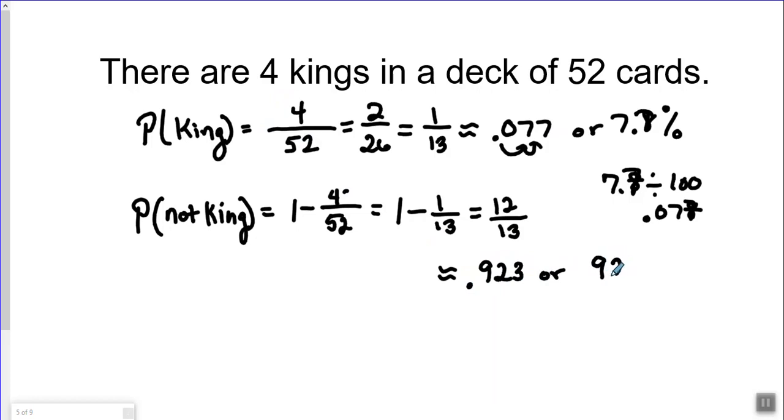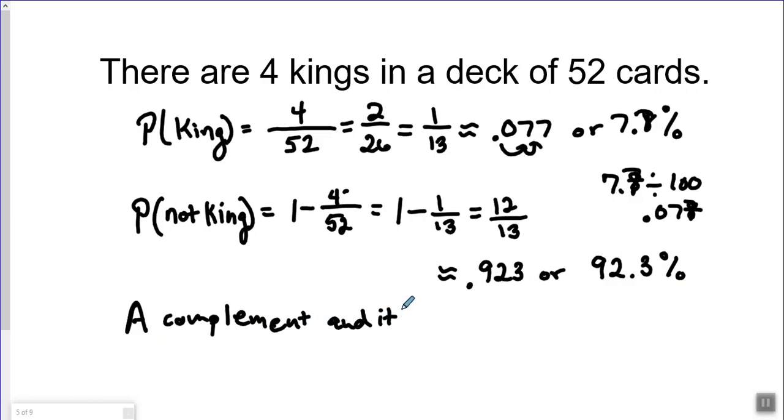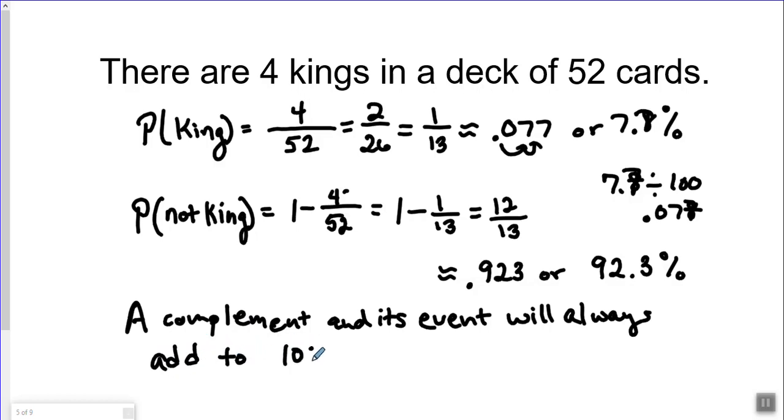And you could write 92.3%. Notice that a complement and its event, I should have said maybe it's an event and its complement, will always add to 100%. Will always add to 100%. So a complement and its event will always add to 100%. I like that. Let's put that in a book somewhere.